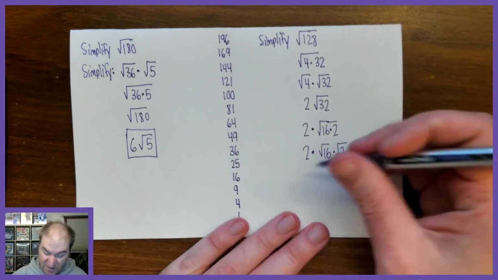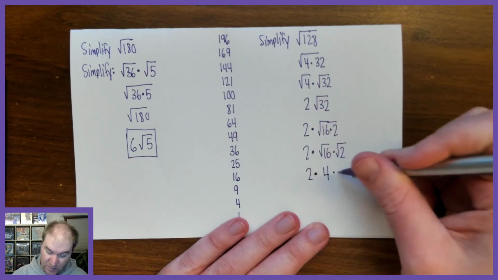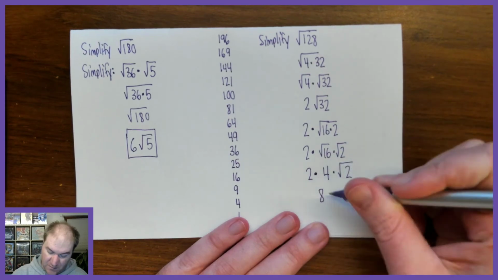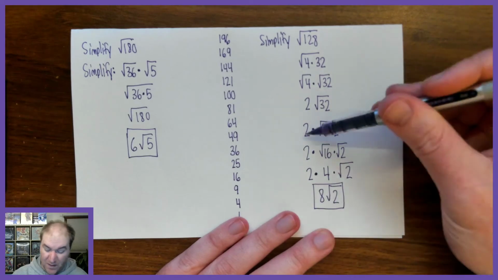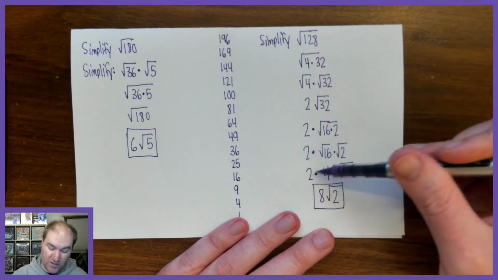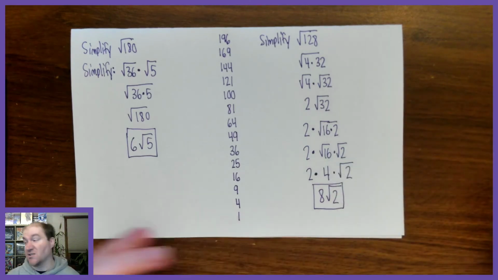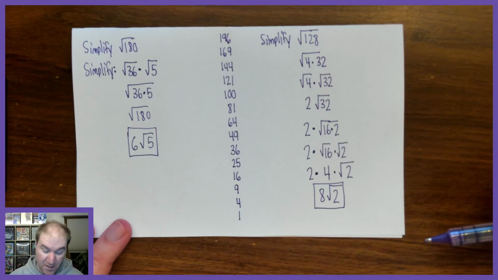The square root of 16 is 4. So I'm going to put that out here with the 2 that's just kind of floating out there. So my final answer here is 8 radical 2. There was a 2 out here, and then when I square rooted the 16, the 4 joined the 2 out there as a multiplication problem. And radical 2 can't be simplified.